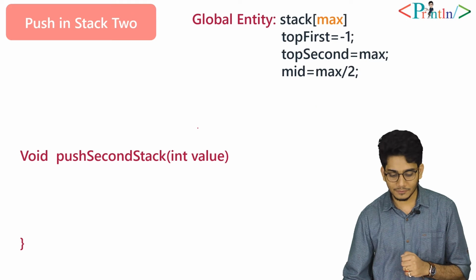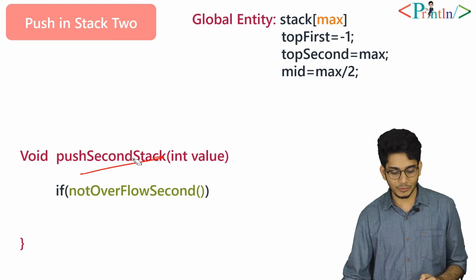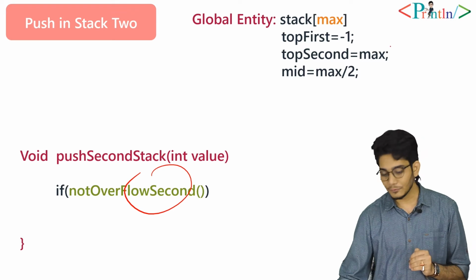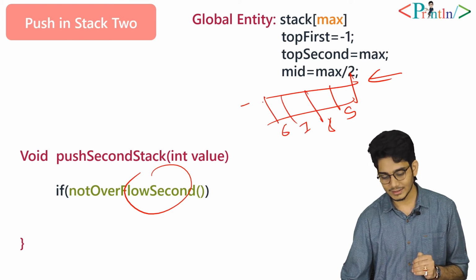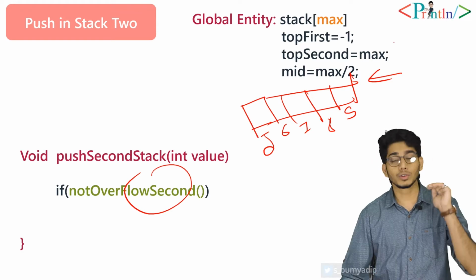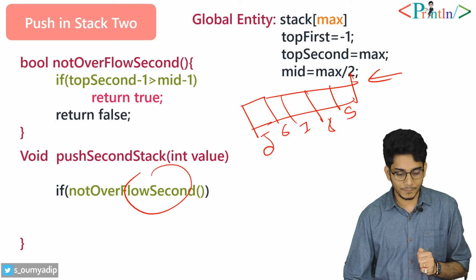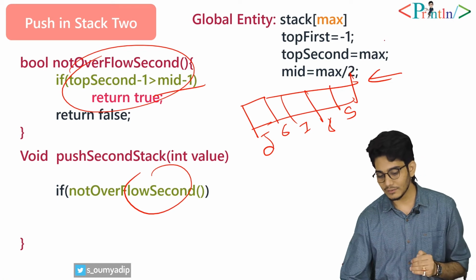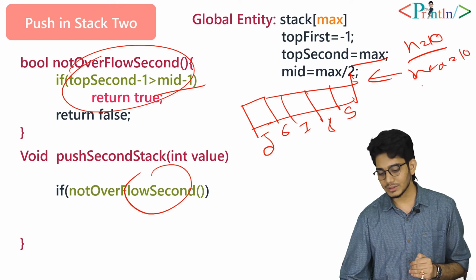You can see that we have a function, push second stack. We have to check the not overflow condition for the second stack. For the second stack, we'll go in the backward direction, so let's say this is 9, 8, 7, 6, 5. We'll check whether our stack is overflowing or not. The condition will be top second minus 1 is greater than mid or not. The value of top second is max, that is 10.